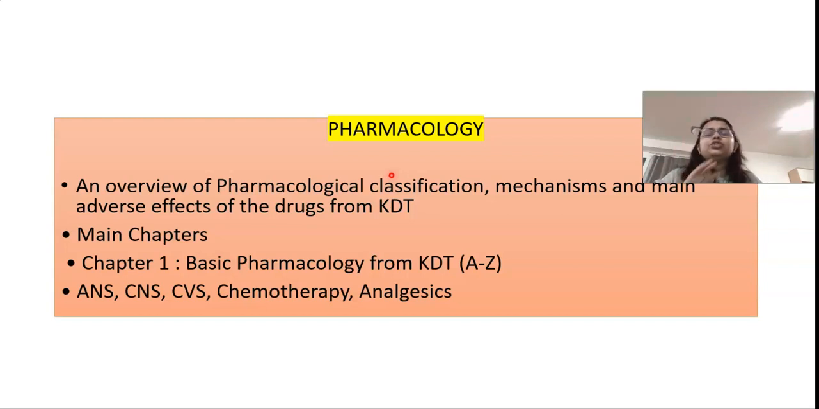So classification should be such that you feel, yes, I knew everything. Then adverse effects of the drugs from KDT, and the important drugs are there. For those drugs you have to remember the adverse effects. Then mostly important topics are ANS, CNS, CVS, and chemotherapy.